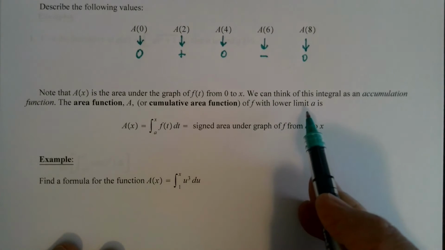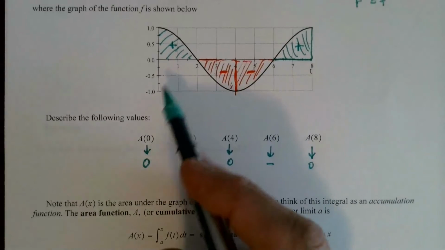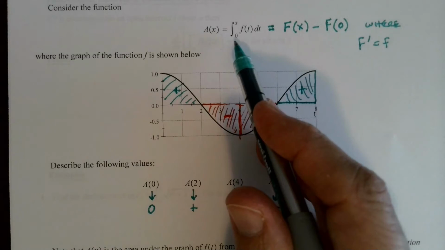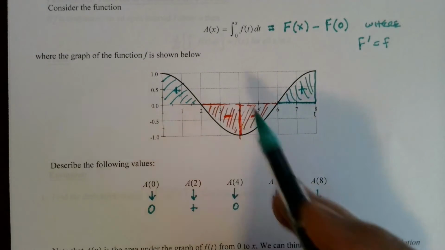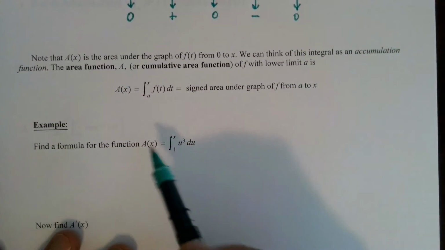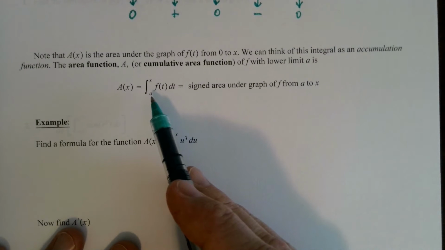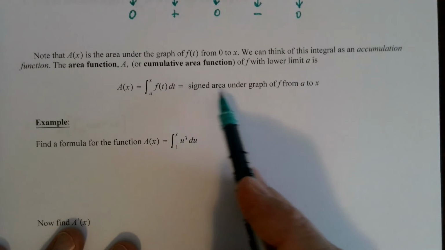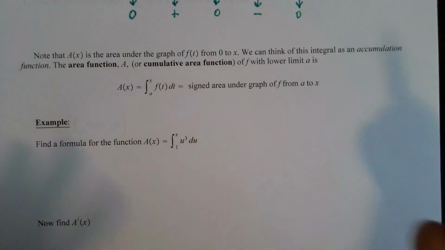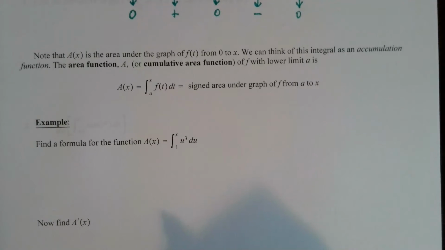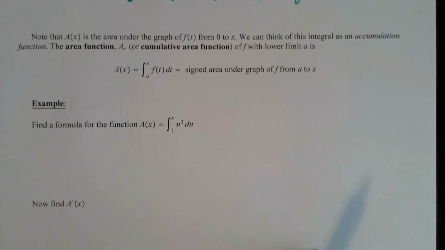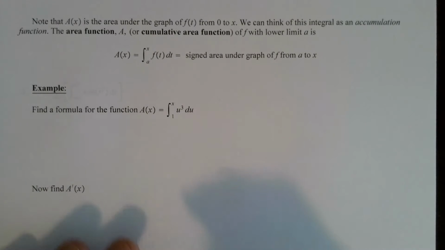If we have a lower limit of a, our lower limit here was 0, but I could have started at any value. I could have started at 1 or 2 or whatever. And so some arbitrary fixed value a. This represents the signed area under the graph of the function f from a to x. Okay, from a to x. Okay, let's play around with this a little bit. Let's look at this function.